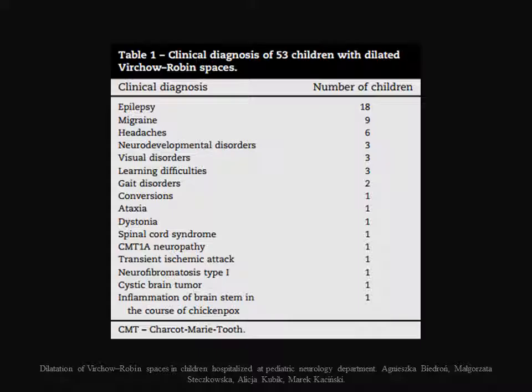Within 2 years, MRI examinations of the brain were performed in 30-40 children, and dilated Virchow Robin spaces were found in 53 of them. Among children with dilated Virchow Robin spaces, 15 were diagnosed with headache and 18 with epilepsy. Other diagnoses were less frequent.